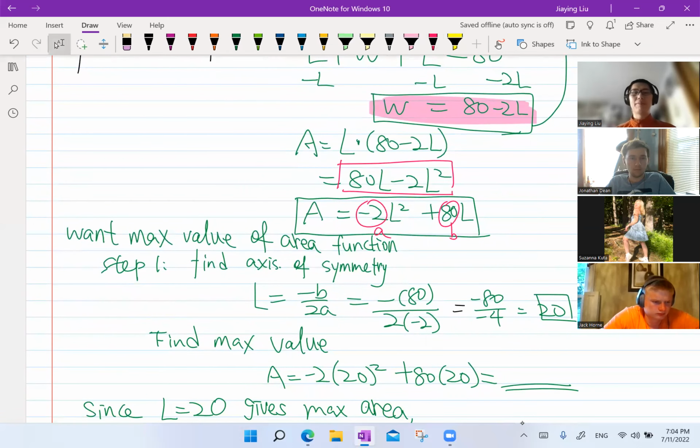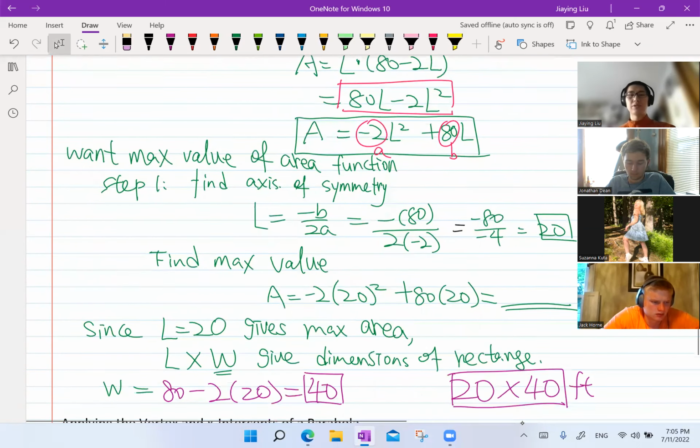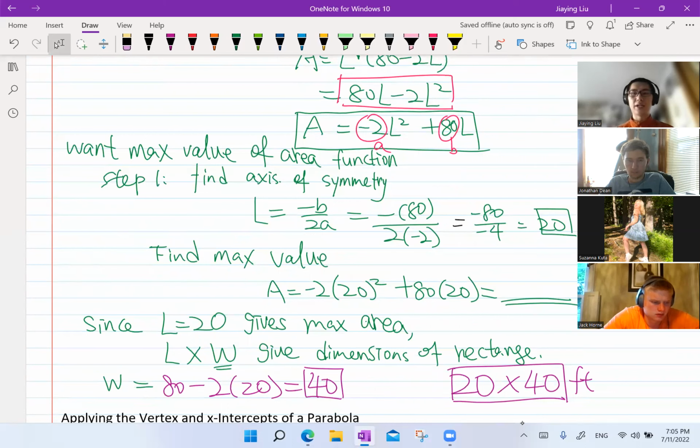And then the next step is to recognize that if we want to know the dimension that will give us the maximum area, then we need to find the maximum value from the area function. We need to find the axis of symmetry, and that's going to give us the x coordinate of the vertex. If we're looking for the maximum value, we can take that and put it into the function. If we don't look for the maximum value, we can just use the length to find out the width.